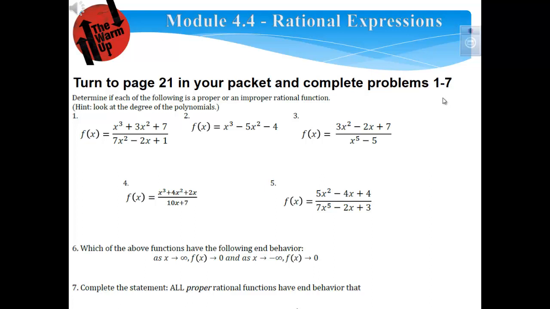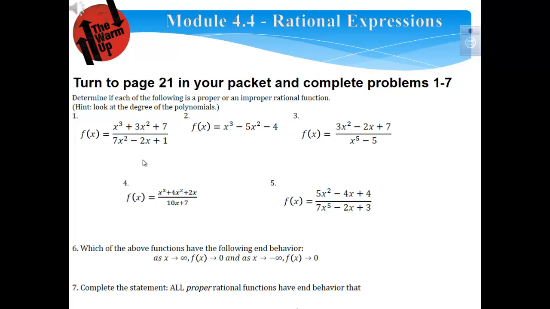It says, determine if each of the following is a proper or improper rational function. So this is going to be important because it will be on your test, even though really when we think of proper, we think that the bottom is bigger. So that means that we're going to have a horizontal asymptote at 0. And then if it's improper, that is if they're going to be the same in terms of the degrees, or if the top is bigger, then it's going to be a slant or an oblique asymptote.